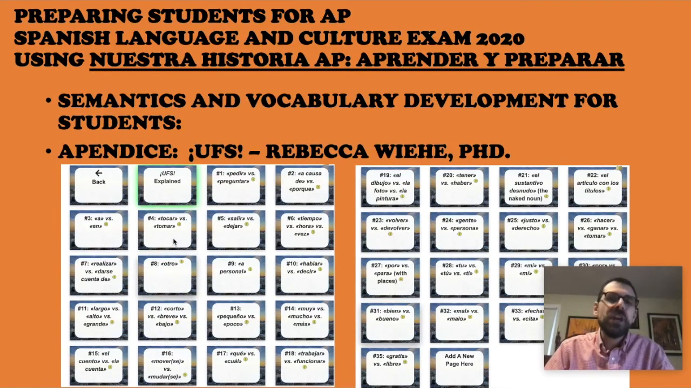I said in the agenda, I wanted to talk about this. There's semantic and vocabulary activities that we've included in the platform. So Rebecca Weehee, another fellow Ohioan, added these to our platform, and there's 35 different words that cause confusion for Spanish speakers. And these are so important to teach our students to help them polish and refine their Spanish.